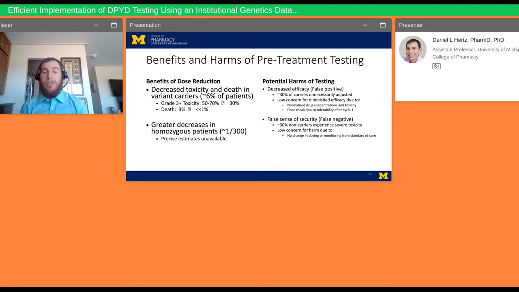Whether or not this patient received genotyping, they still would receive their standard fluoropyrimidine dosing, and they would still experience the severe toxicity, unfortunately.